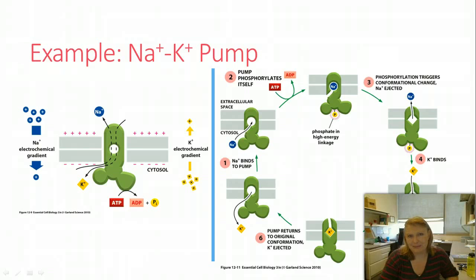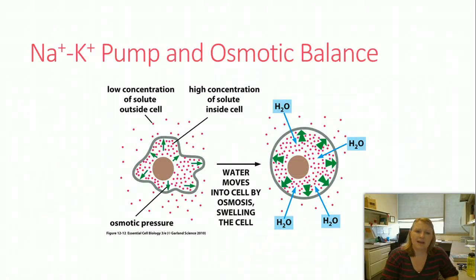This pump is a major component and a major energy user of the cell. It uses about 30% of all the ATP the cell makes, trying to maintain this osmotic balance. So let's take a look at that. This osmotic balance, as we talked about, is critical because we have to keep the sodium levels low inside the cell so that the cell doesn't swell and burst.